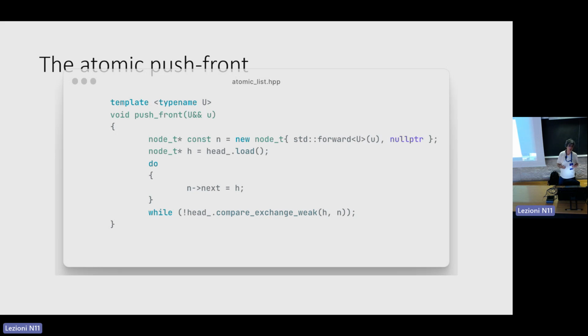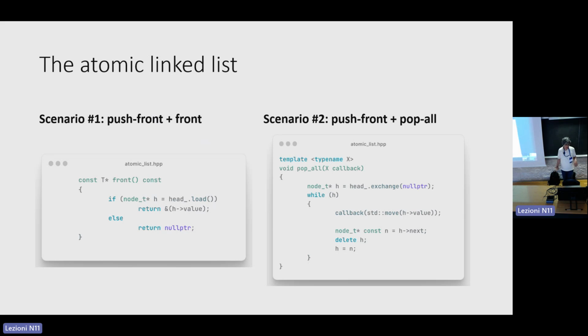So a list that has only push front is a bit pointless. So I can do two things with a list. Why two? Because I don't want to do things that are too expensive. One of the things I may do is return the front element. This is easy and totally thread safe.